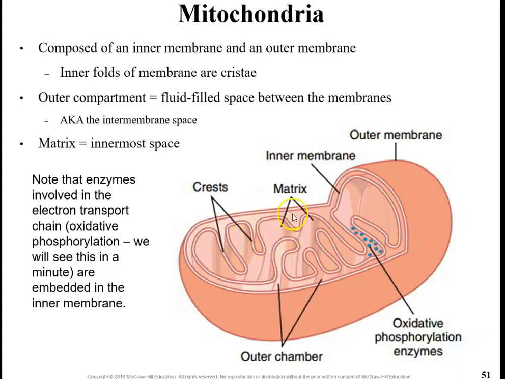Then there's this space in between the inner membrane and the outer membrane. It's called the outer compartment, or this diagram calls it the outer chamber. It's also called the intermembrane space. Then on the innermost part, inside the inner membrane, is the mitochondrial matrix. And you'll notice oxidative phosphorylation enzymes, we're about to talk about oxidative phosphorylation, they are embedded in the inner membrane.